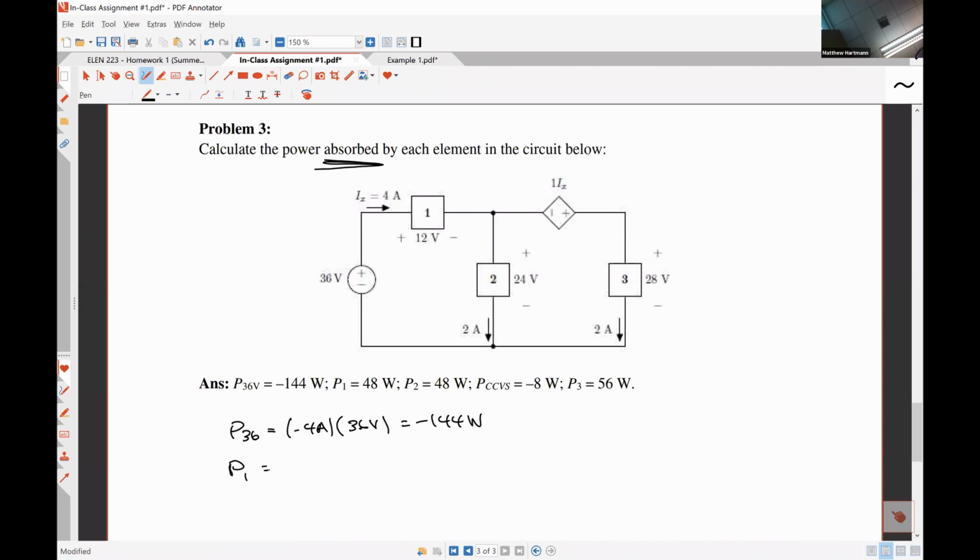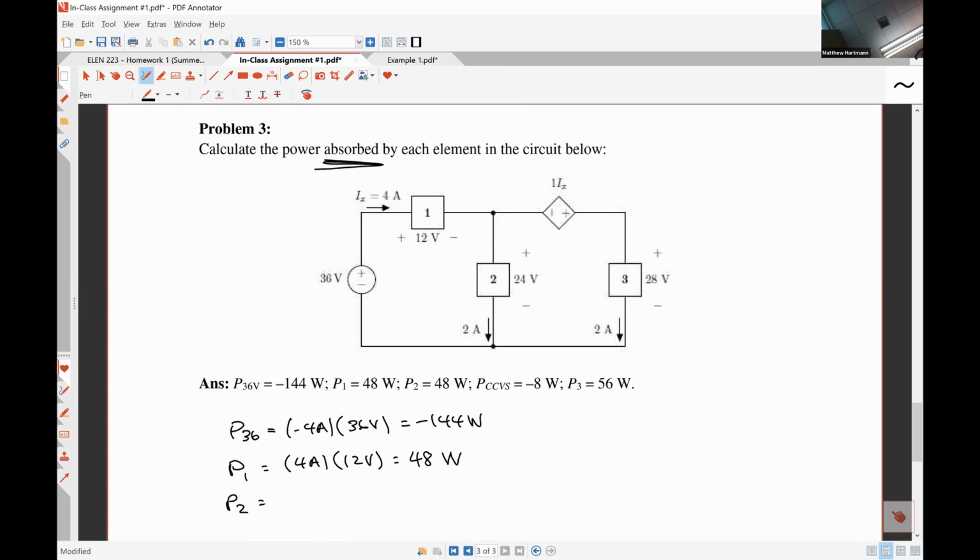What are we going to do for element 1? 4 times 12 volts positive. Right, current's going into the positive polarity terminal, so we simply multiply the two together. That's watts, not volts.